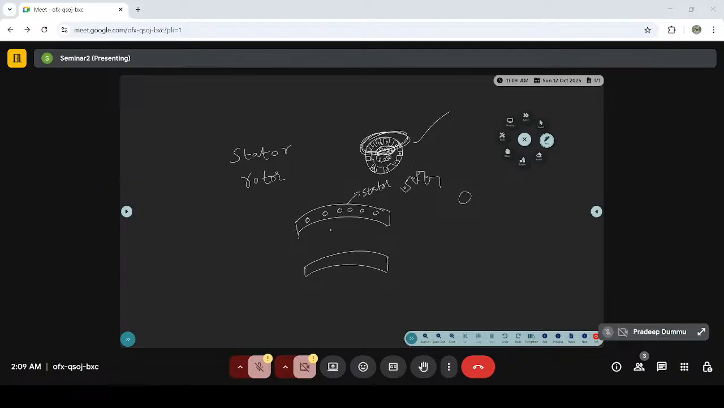Depending upon the textbooks, we will take it. Rotor. This is the diagram. This is stator, this is rotor. This is called a construction diagram. This is called a working principle diagram, the working principle of a three-phase induction motor diagram. Only the top one we have taken, only the top view.